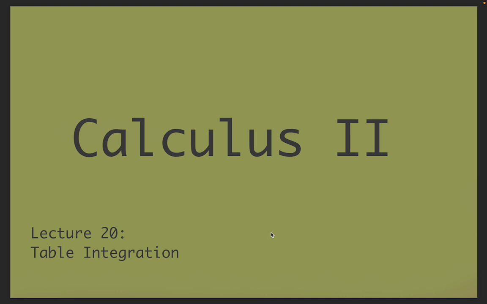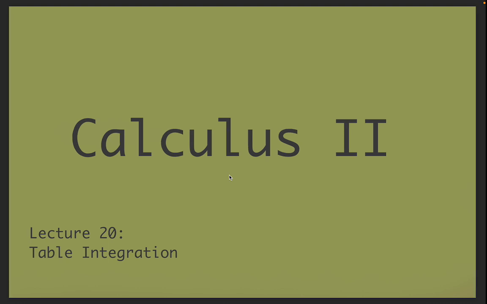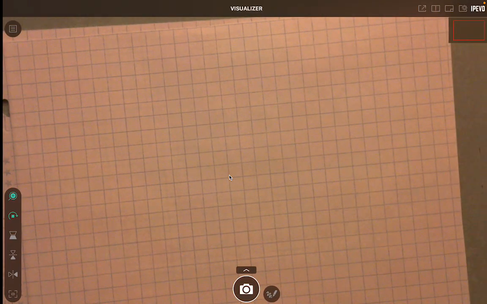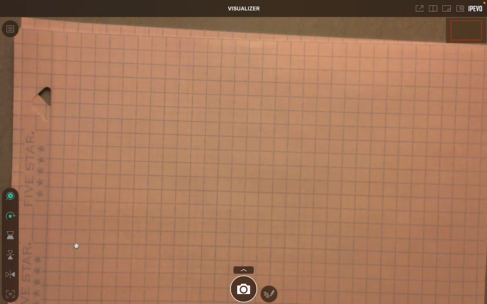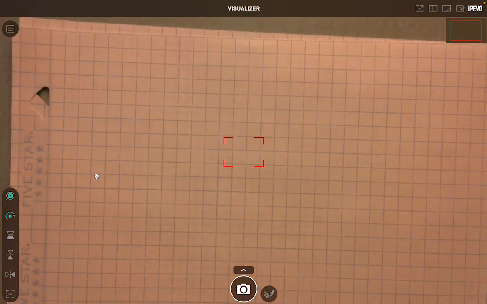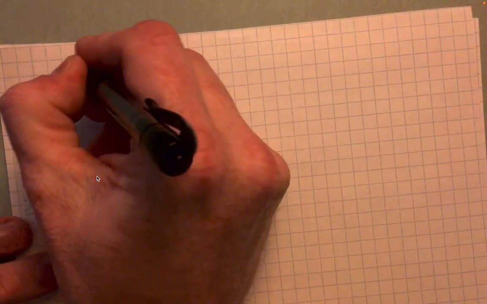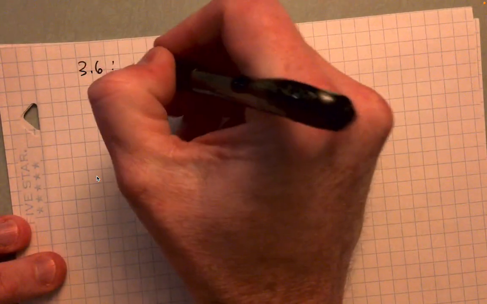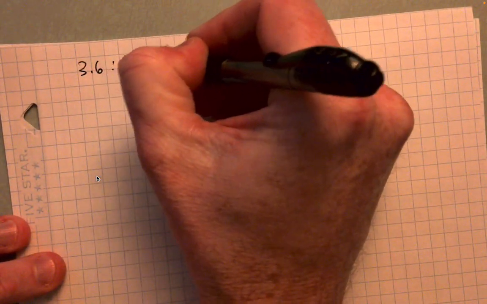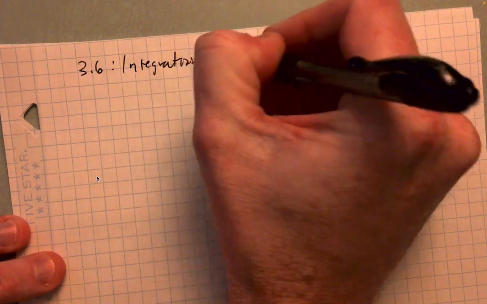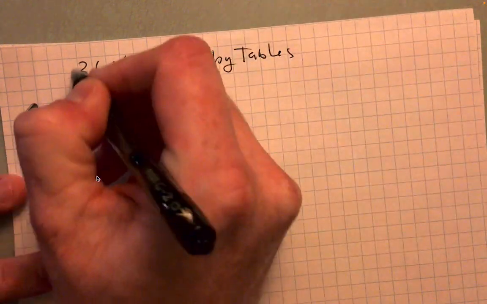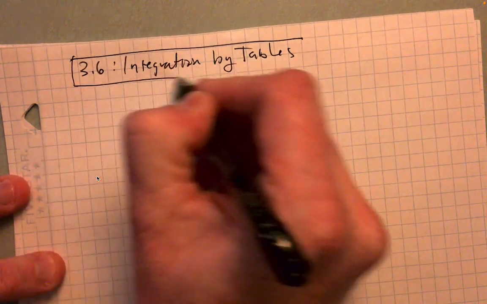As I said, this will be a shorter one. We'll do a couple of examples, talk a little bit about some of these integration formulas, and probably be done a little early. So we're going to call this section 3.6, integration by tables.